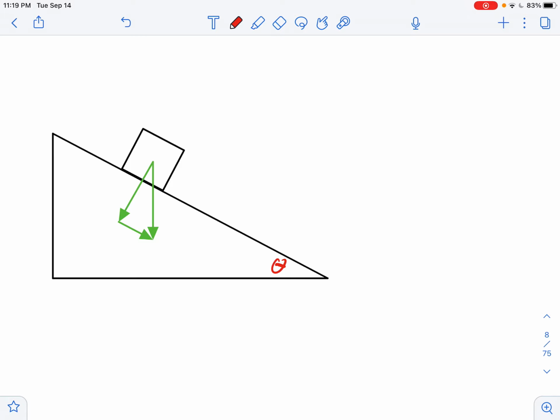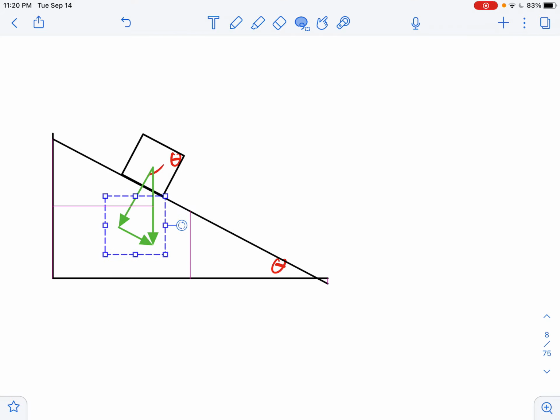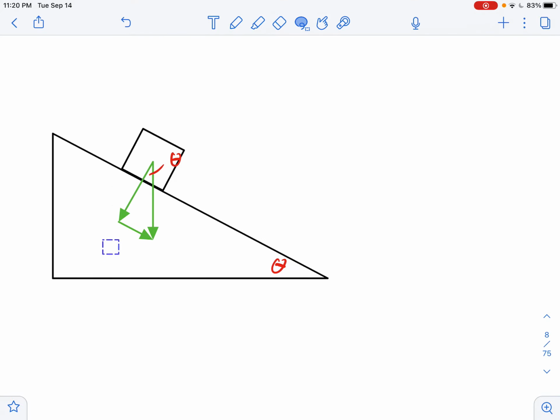If this is the angle of the incline, you might remember that this little angle in here is the same as the angle of the incline. So why the heck is that? I'm going to show you this one more time. It's easier if I shift these arrows down to the bottom of the box for just a second, and we'll bring this back in just a minute. If this is my angle theta, then this angle here I'll call theta prime.